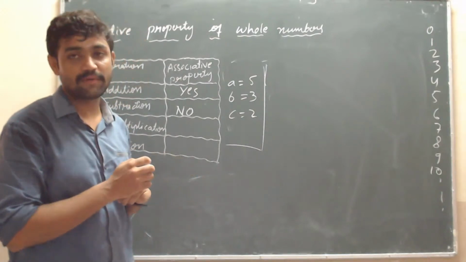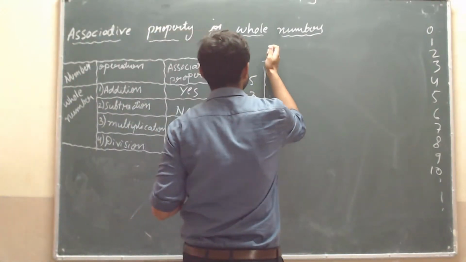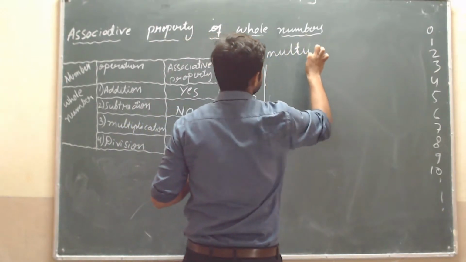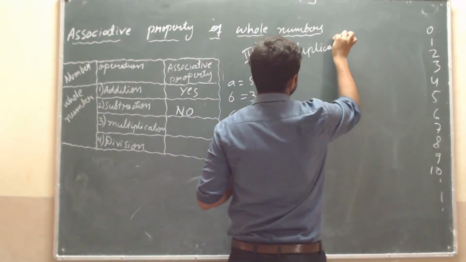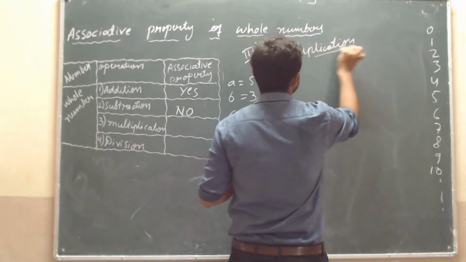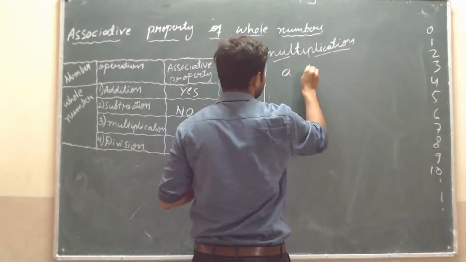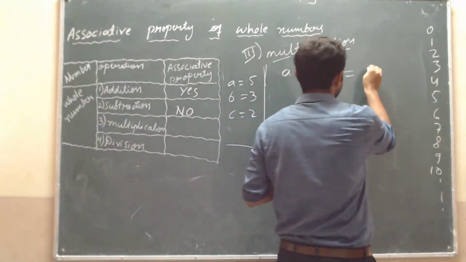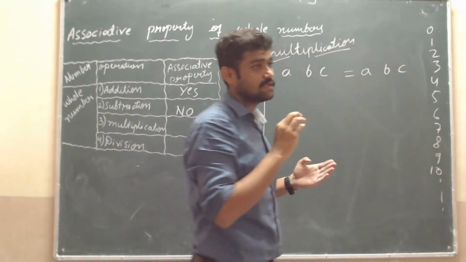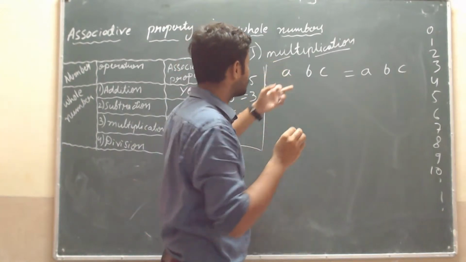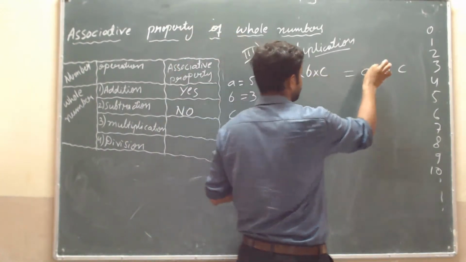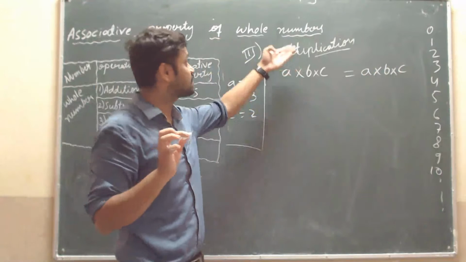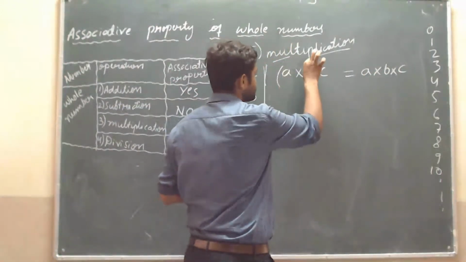This is only for whole numbers. Okay. Now the third operation is multiplication. See here a, b, c, three numbers for your syllabus. This is the associative property. We have to substitute here for multiplication. We are checking whether they are associative or not for multiplication. Which numbers? Whole numbers. Then I will put the brackets.